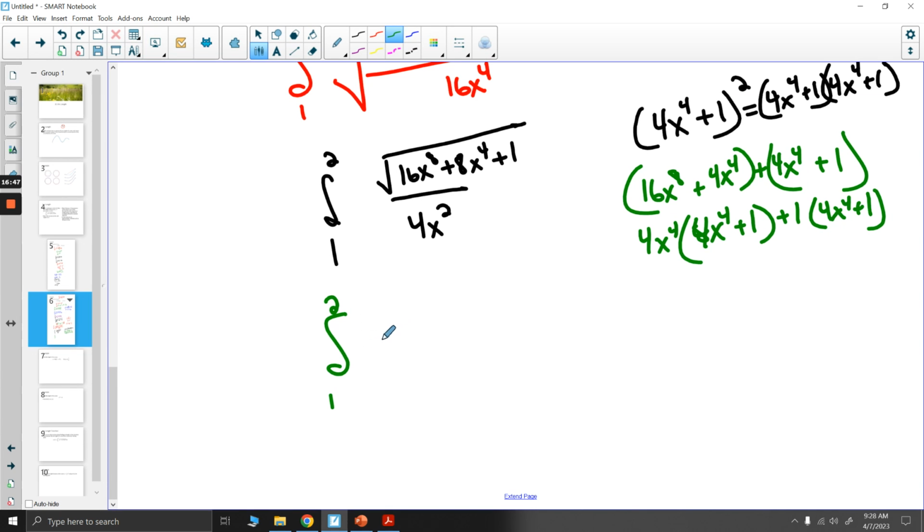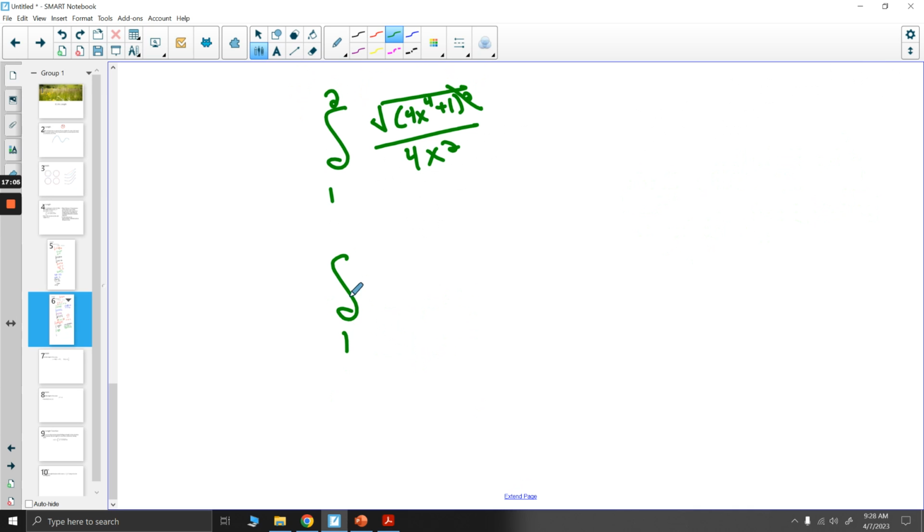So again, I was hoping initially to be able to write it as a quadratic. I couldn't in that form, so instead I combined those fractions, and then I could. And these will nicely cancel out because we have the square root of 4x to the fourth plus 1 squared over 4x squared. These cancel, and we are left with the integral from 1 to 2 of 4x to the fourth plus 1 over 4x squared dx.